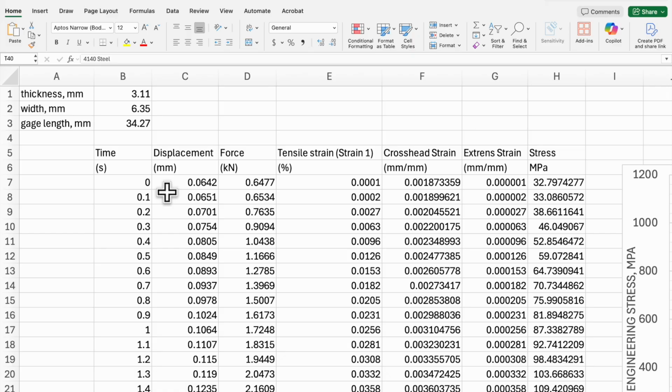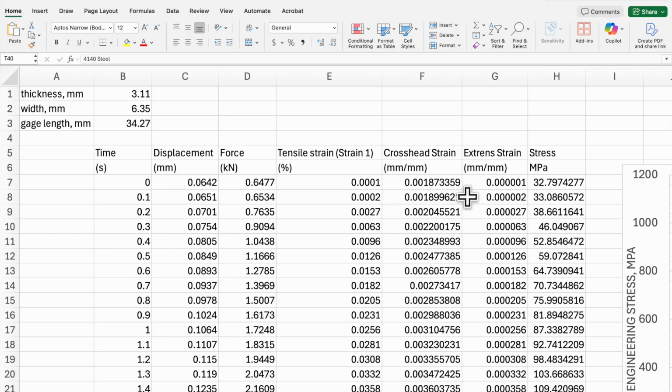And then what our machine and software and program spit out was time. So it's always good to have time measurements. Displacement. So again, that's how far we have in movement. Force. Tensile strain. Strain 1. And those are the categories that it spit out. Right. The rest of it was calculated beforehand, but I'll walk you through what we have.